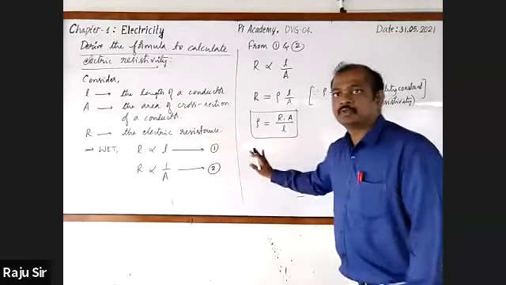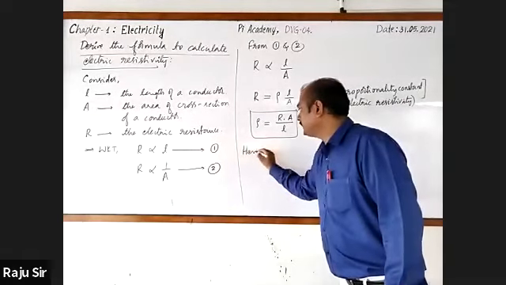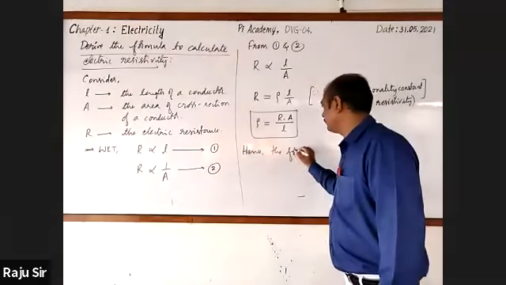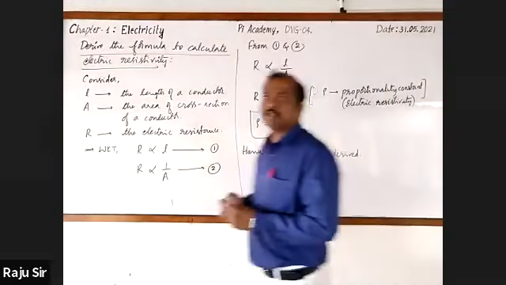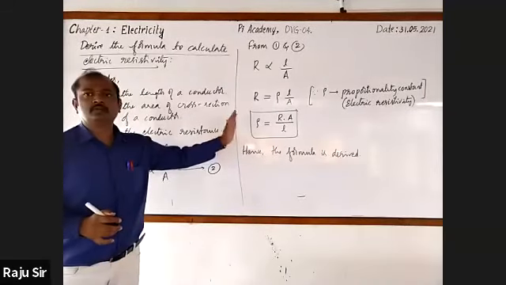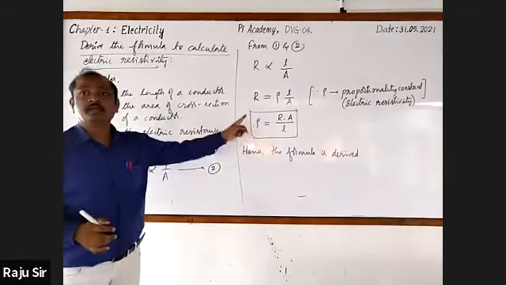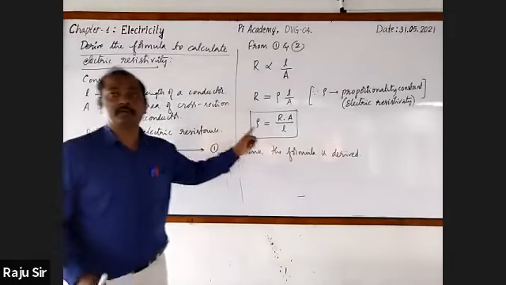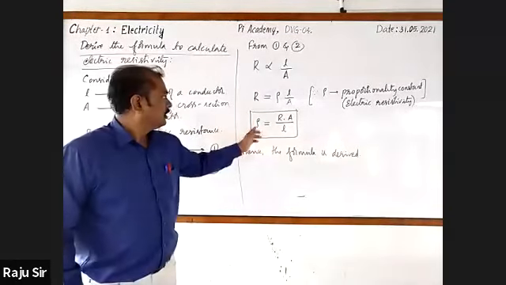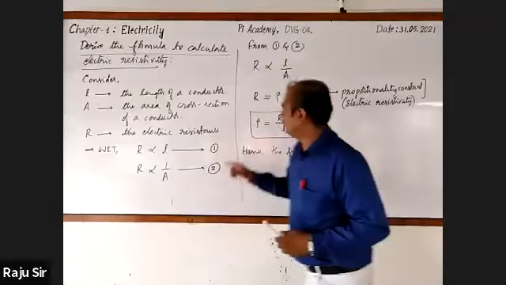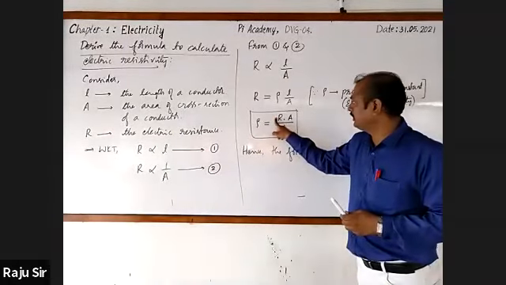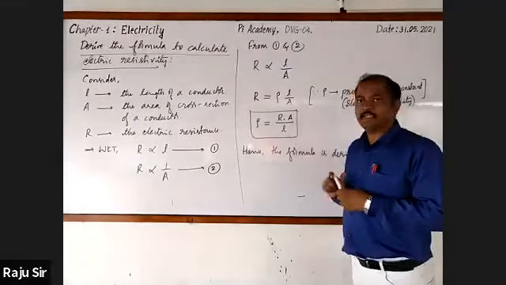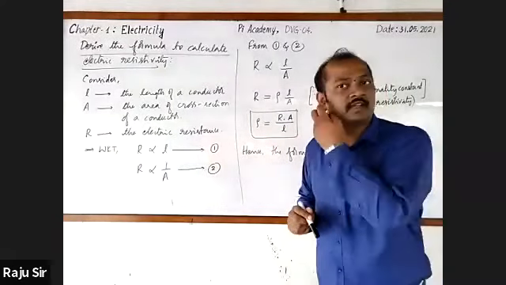Followed? Hence the formula is derived. These are the steps you must follow to derive the formula to calculate electric resistivity. Please do remember this formula. Rho is equal to R into A by L, where rho is electric resistivity, R is resistance of the conductor, L is length of the conductor, A is area of cross section of the conductor.